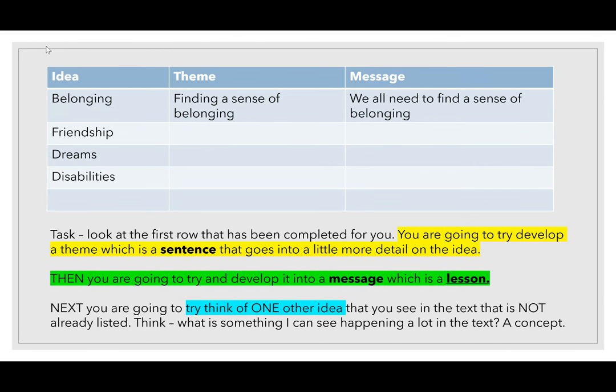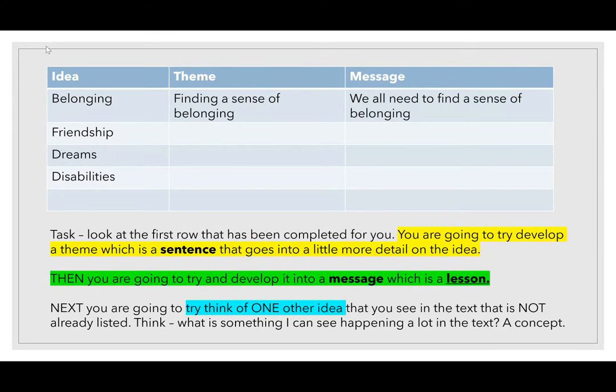So the idea of belonging is an idea. It's one word. The theme is finding a sense of belonging. So that's a sentence, okay, and it clarifies a little bit more. So the theme of finding a sense of belonging. The idea is just belonging. It's simpler, but it's quite broad and brief. Theme, finding a sense of belonging.